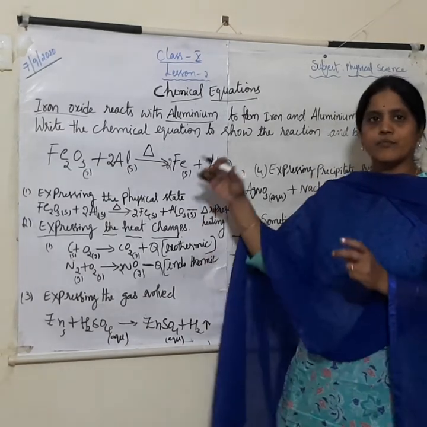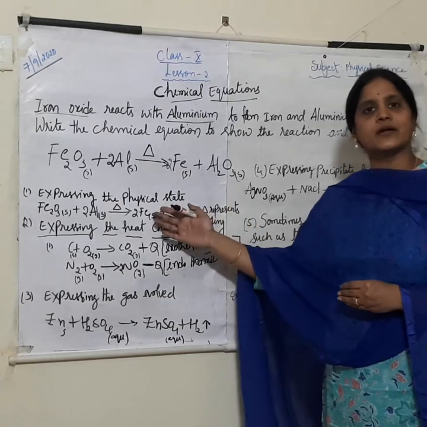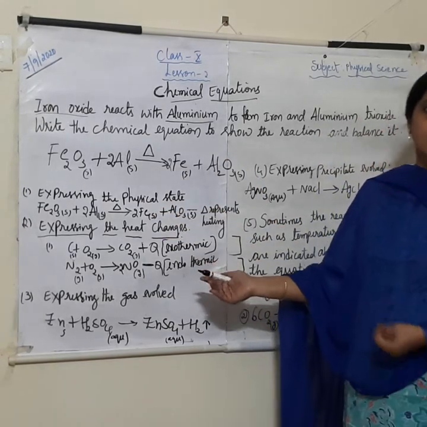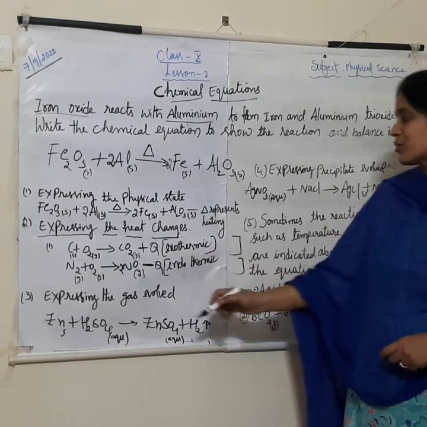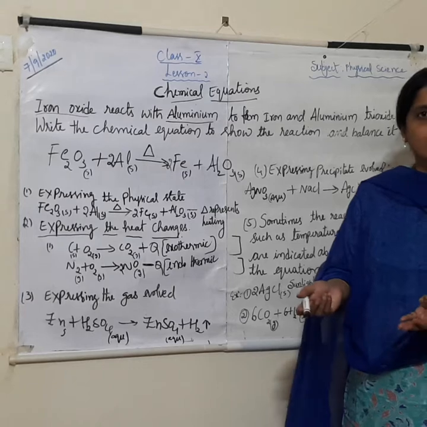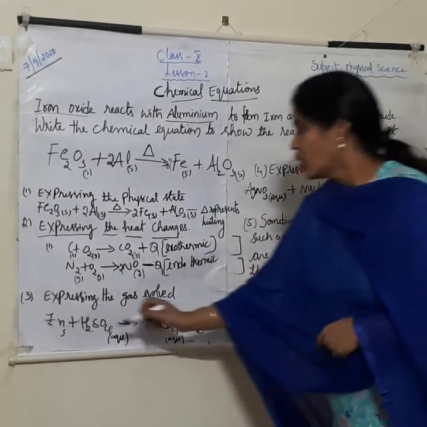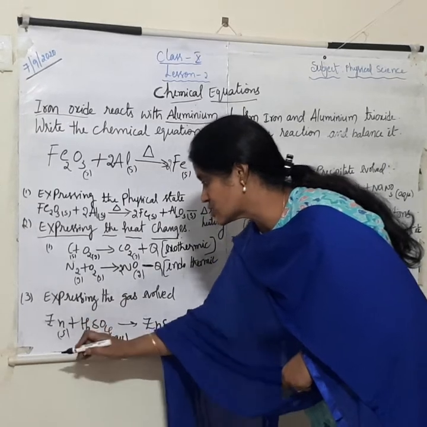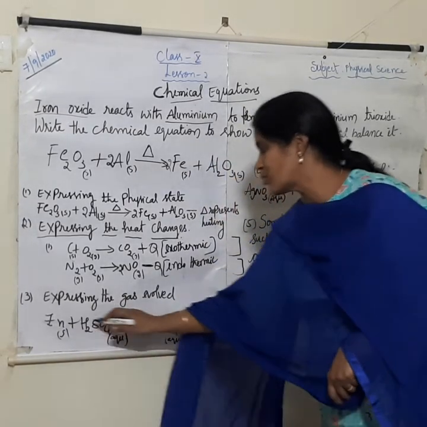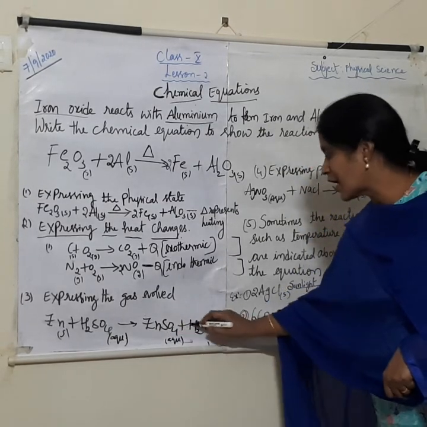Okay, so from balancing the equation, you can get the physical state, and whether heat is liberated, that is, whether it is an exothermic or endothermic reaction. Next, what is another point that you can get? Are any gases evolved? If gases are evolved, how to represent that in a symbolic form? Here zinc is a solid, sulfuric acid is an aqueous solution. When these two react, we'll get an aqueous solution of zinc sulfate and hydrogen gas.